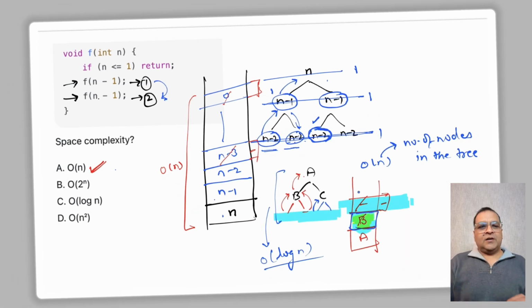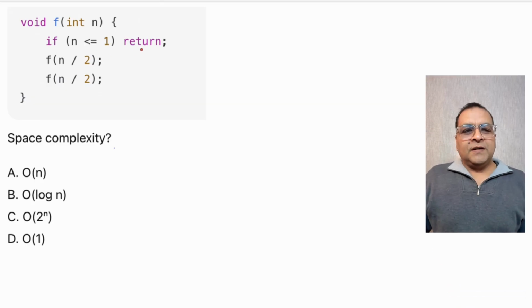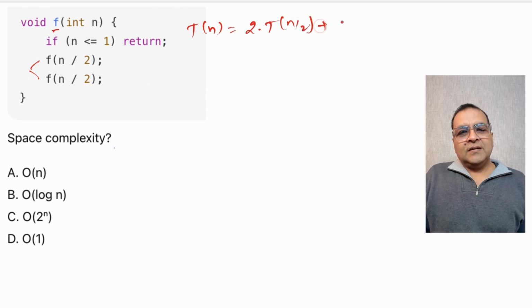Let's go to the next question now. Alright, what is the space complexity of this function? In this case, you can see that you have a function f and the function is called twice from inside. This is a typical divide and conquer function, and the recurrence equation for this is T(n) = 2 times T(n/2) plus constant.